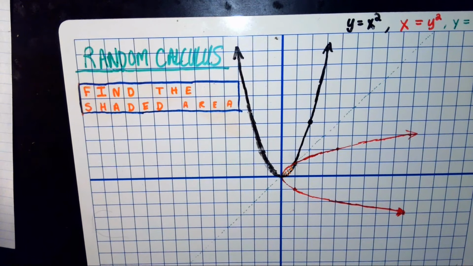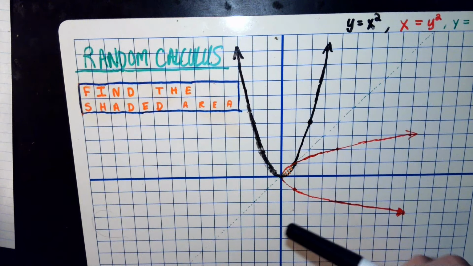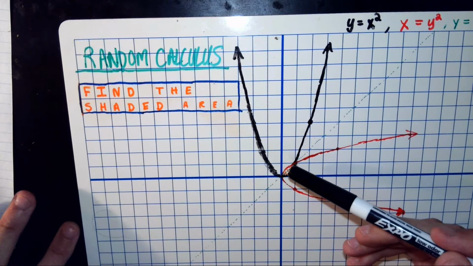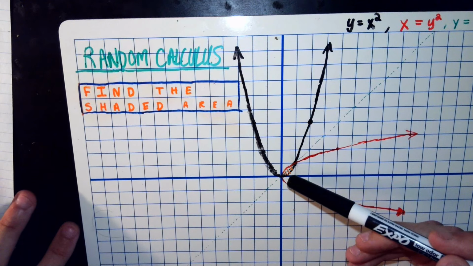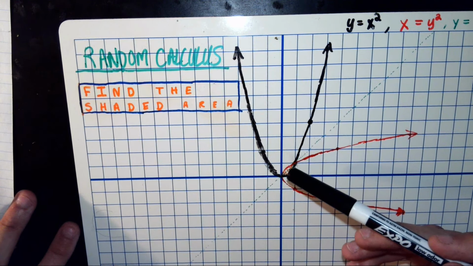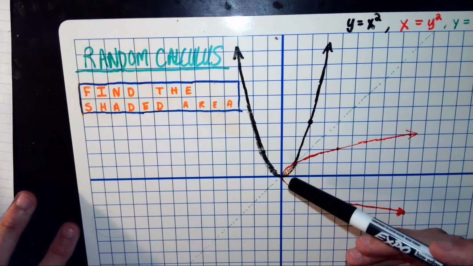So the first thing we want to know is that whenever you're trying to find the area between two curves, if you're integrating with respect to x, you're always going to do the upper curve minus the lower curve. So that's what we'll do here. We'll integrate with respect to x, and we'll do the upper curve minus the lower curve.